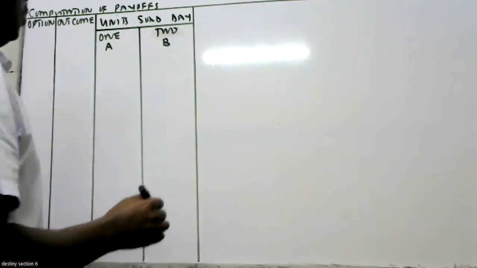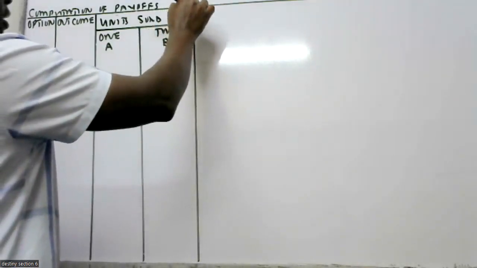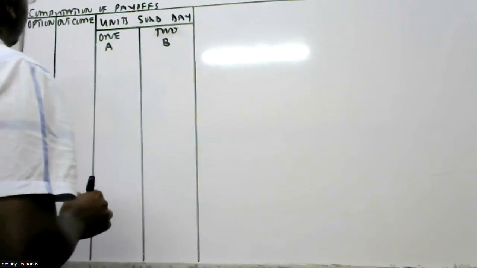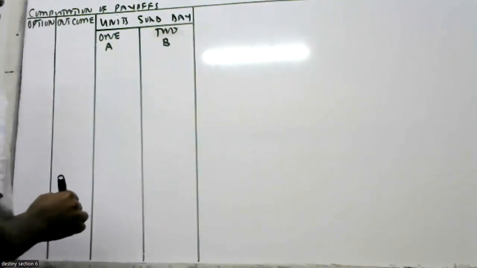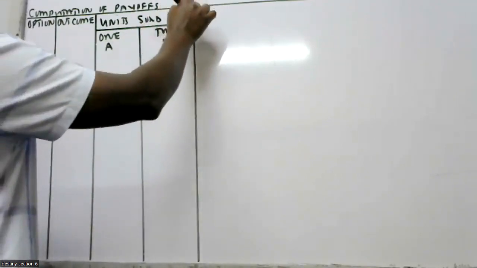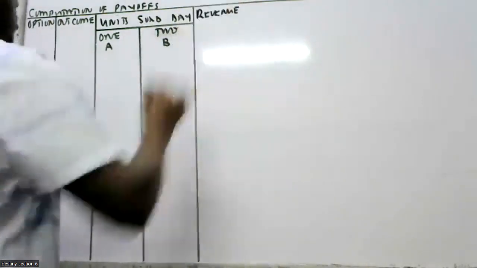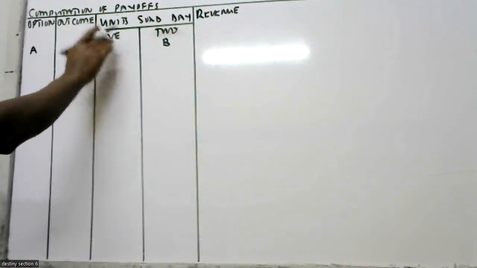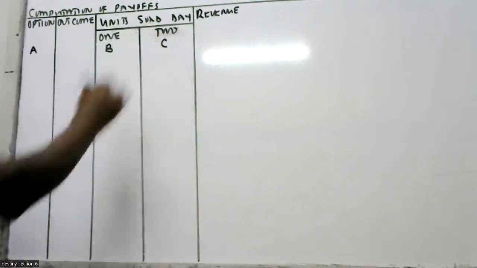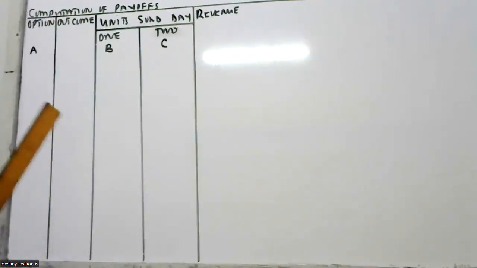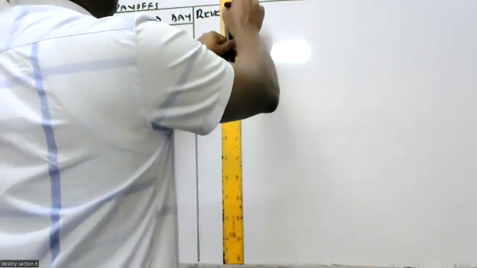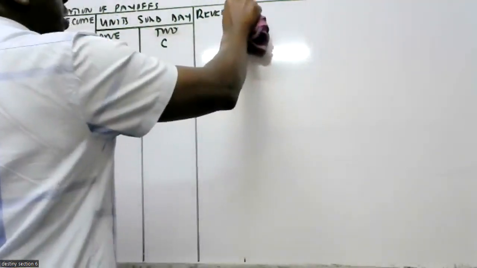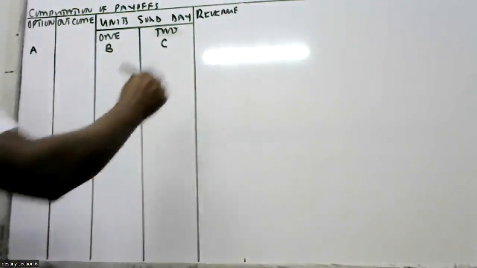Then from there, we will have revenue. I think I needed to adjust here. This one I can call it A, this one I call it B, this one I call it C. So, revenue there. And this formula for revenue will be adjusted like this.